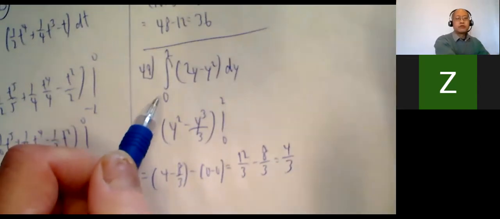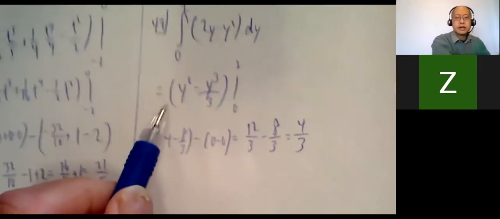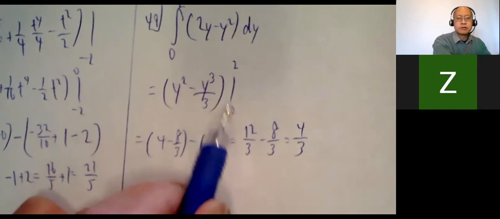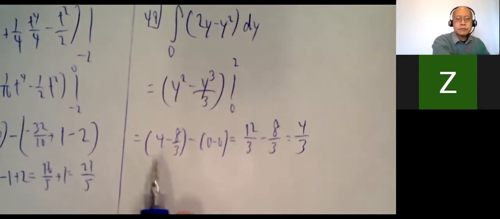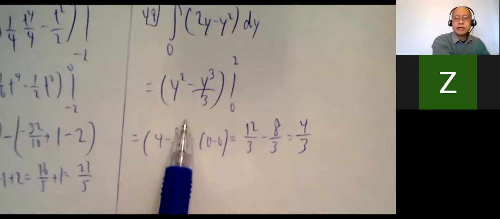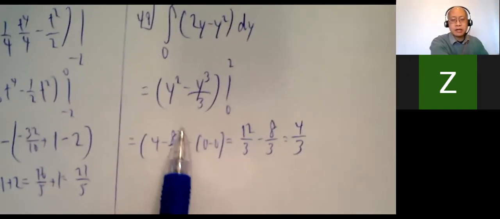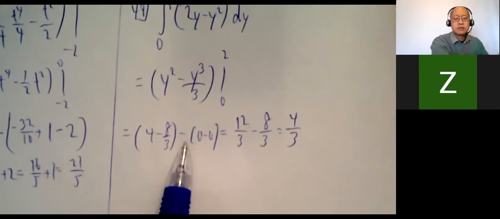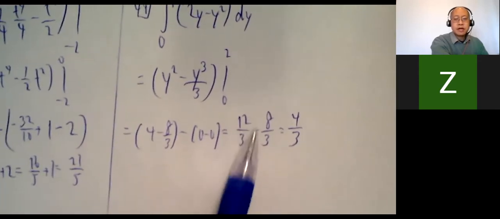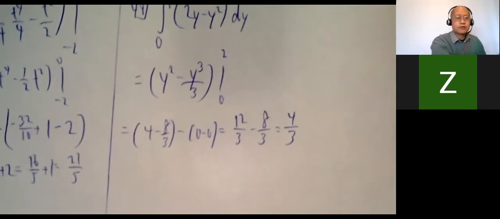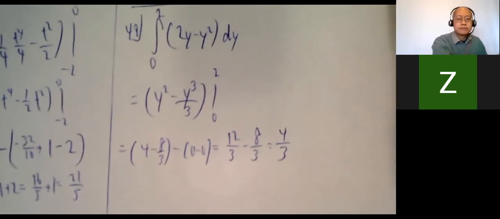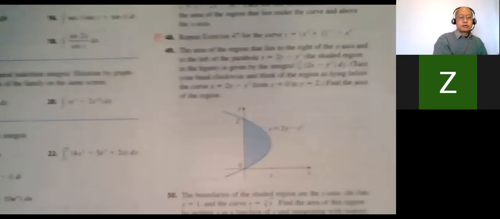So integral from 0 to 2, 2y minus y squared. Integral of 2y is 2y squared over 2, which is y squared, minus y cubed over 3, from 0 to 2. You notice when you plug in 0, you get 0. That happens a lot. Doesn't happen all the time, but it does happen a lot. So 0 minus 0 is 0, right? Plug in 2: 4 minus 8 over 3, which is 12 over 3 minus 8 over 3, 4 thirds. Final answer is 4 thirds. All right, so it's not really that big a deal. So this area is 4 thirds.